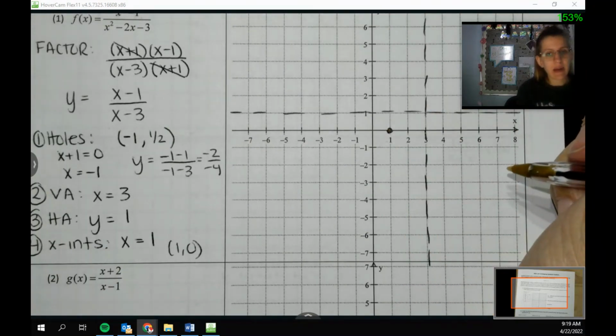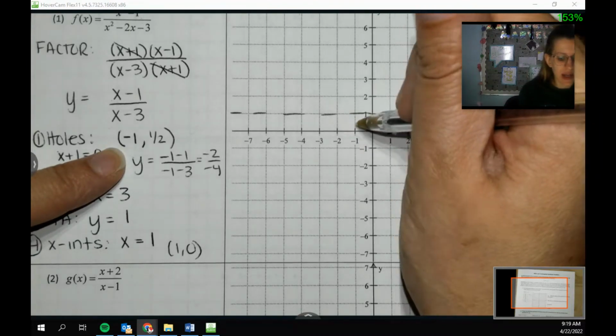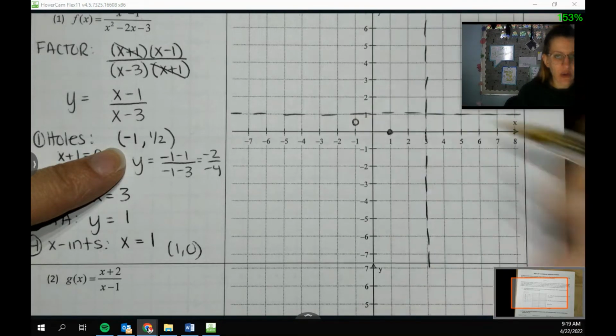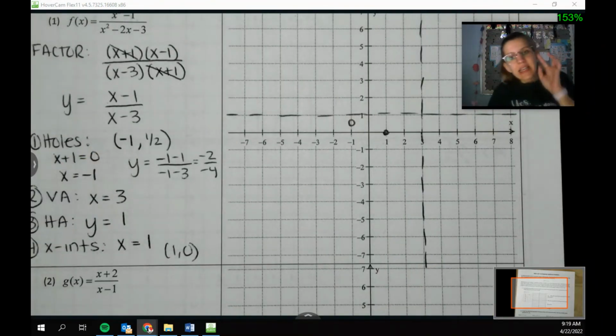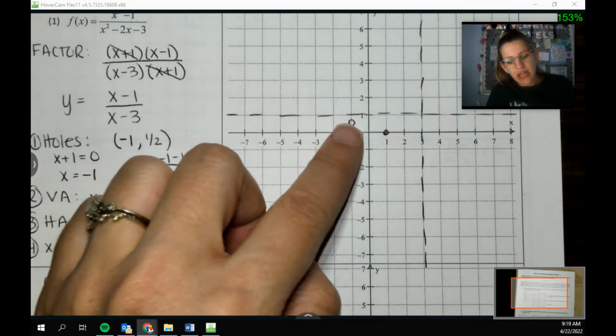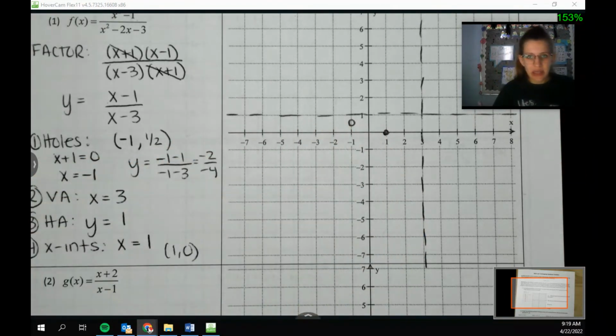I can also think about where the hole is. So the hole is at -1, half. And so we plot that hole as like an open circle. And that's giving me a pretty good idea that I have a hyperbola branch happening right here, getting closer and closer to those asymptotes.